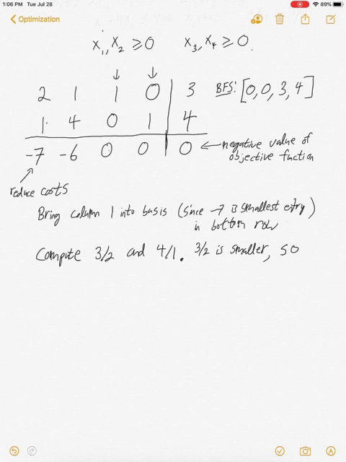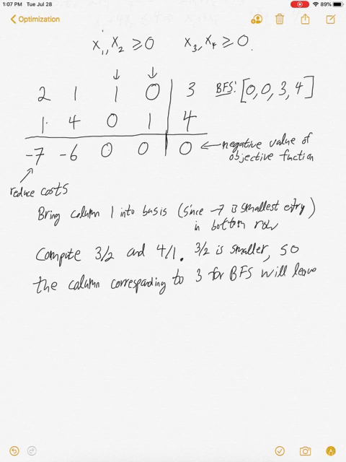So the column corresponding to 3 for our basic feasible solution will leave the basis. If we look at our basic feasible solution over here, 3 was in the third column. That was the one corresponding to this 3 up here. And so it's the third column that's going to leave the basic feasible solution, or leave the basis.